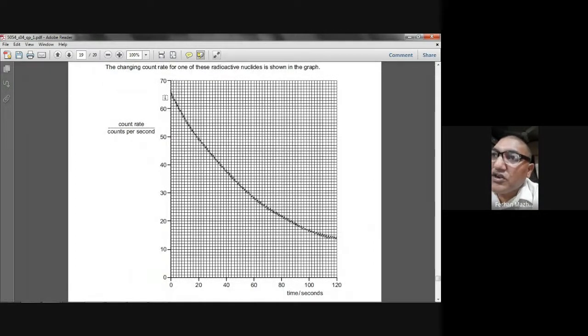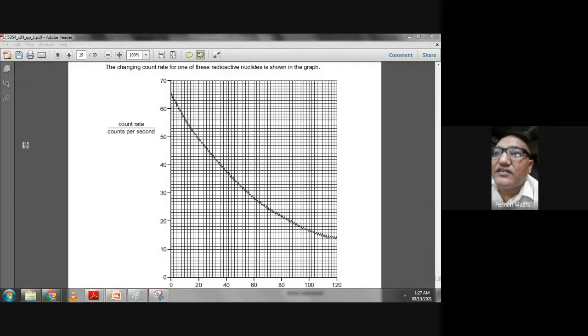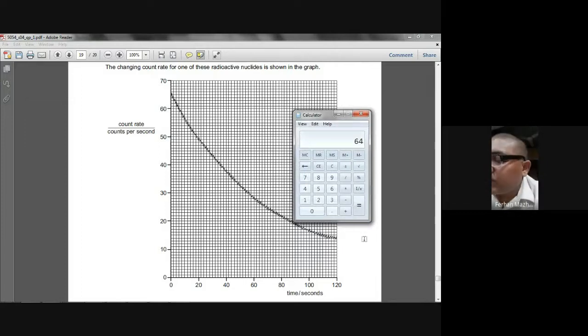What's the count rate here? When the time is zero, the reading is approximately 64. Divided by 2, you get 32. So where is the count rate 32? Here we have the count rate 32. And what is the time below it? When the count rate is 32, it's 50 something. So in how many seconds did it become half, from 64 to 32? 52 seconds, 50 seconds approximately.